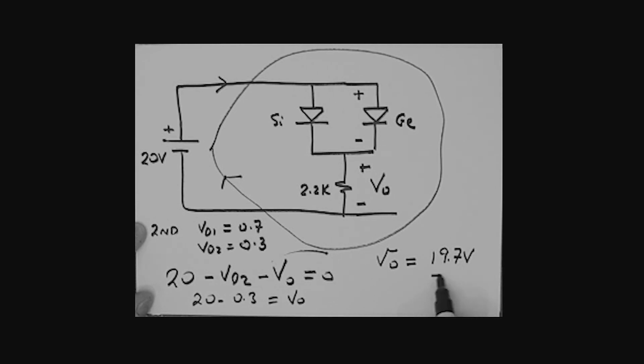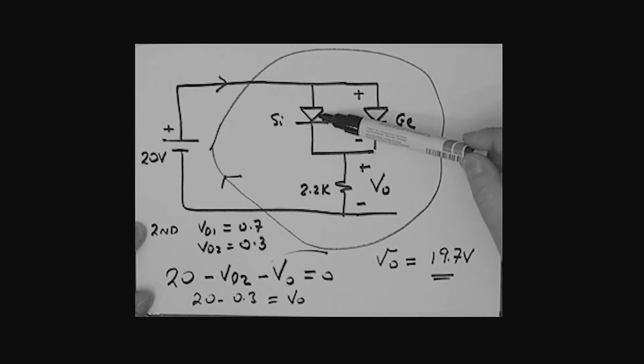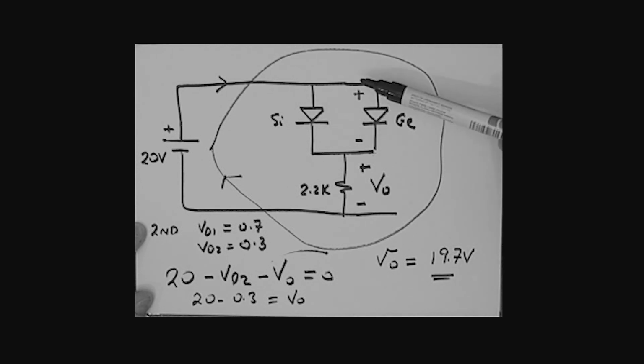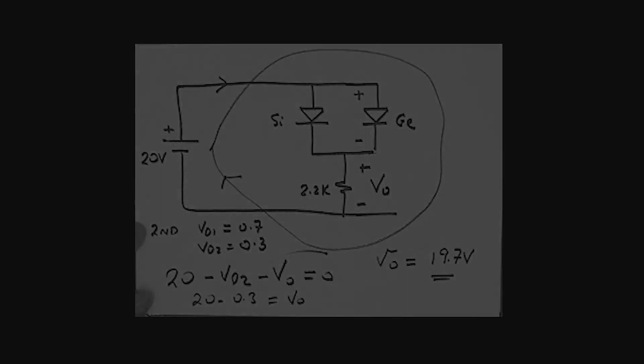19.7 volts. Now the key or the trick to this particular problem was that once this reaches 0.3, it stays fixed at 0.3, can't get any bigger than 0.3, therefore this diode never turns on. And this voltage between this point and this point remains fixed at 0.3.